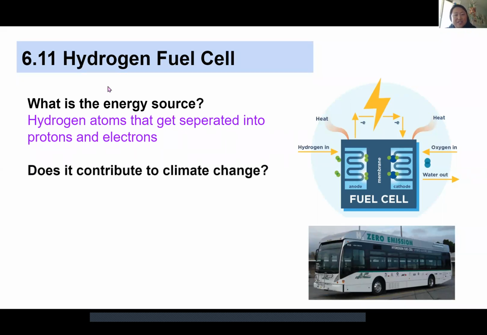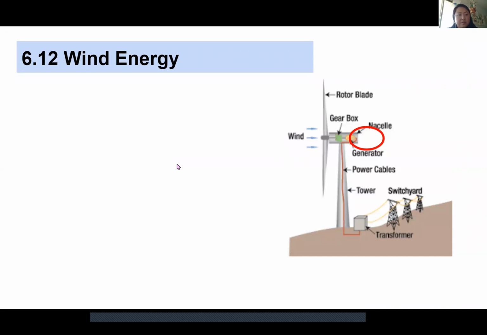Does it contribute to climate change? Short answer, based on atmospheric emissions, no. However, it is more expensive than coal because it is basically a battery. So that's hydrogen fuel cells.